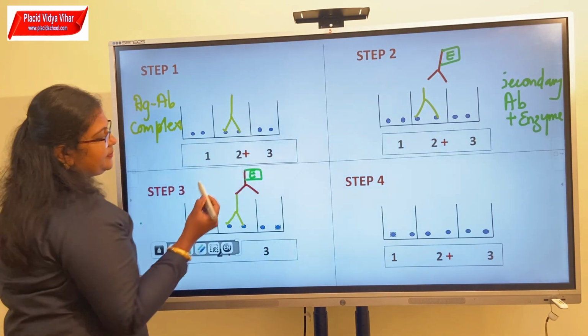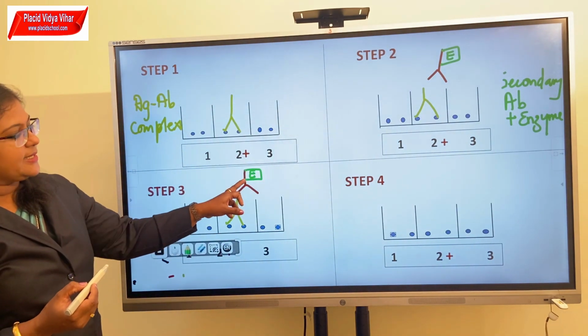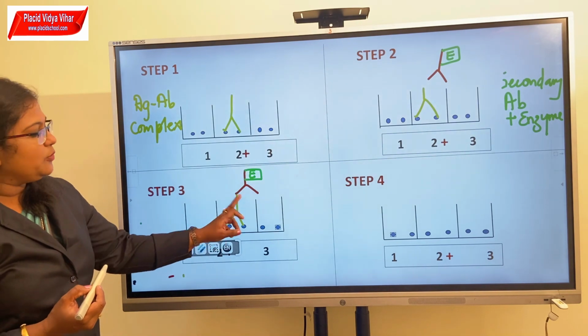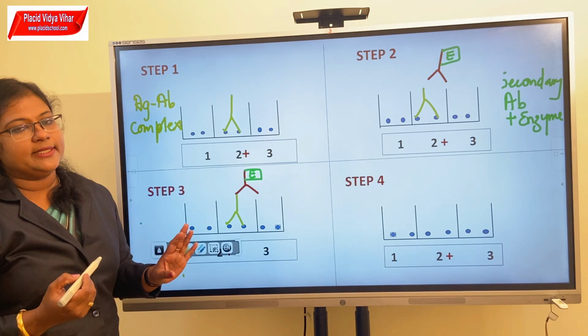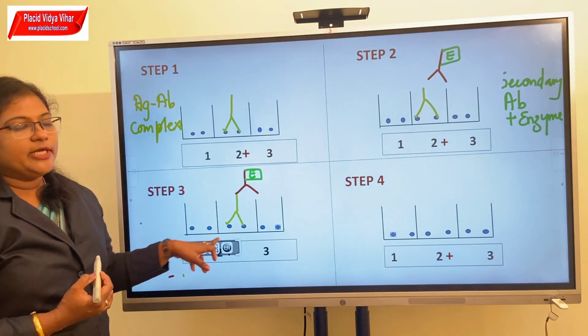You can see the primary antibody bound to the antigen, the secondary antibody bound to the enzyme only in the second well after the washing. All other wells will be free because they are not containing the antibody. Now still we cannot see this.